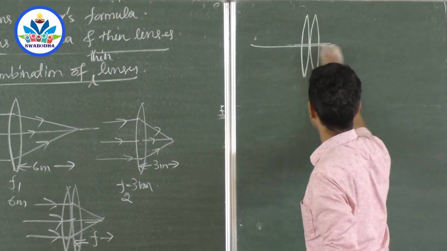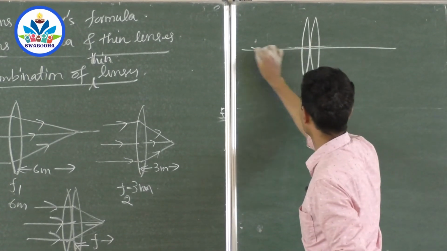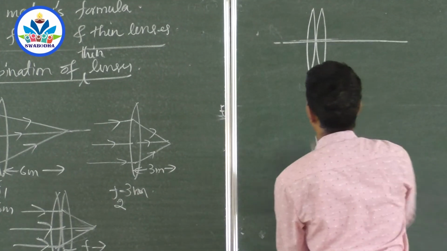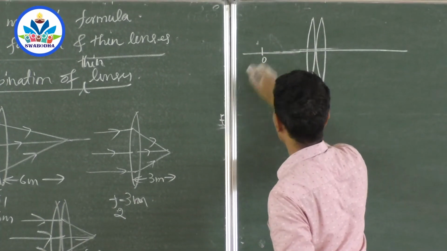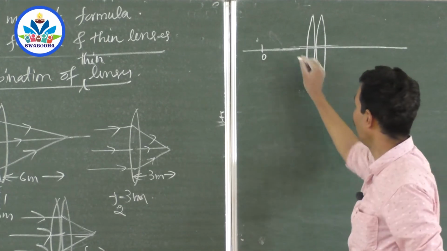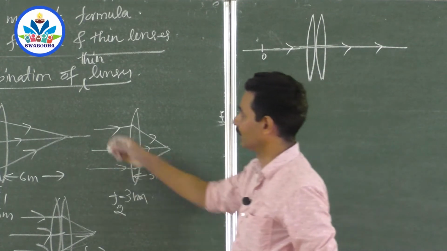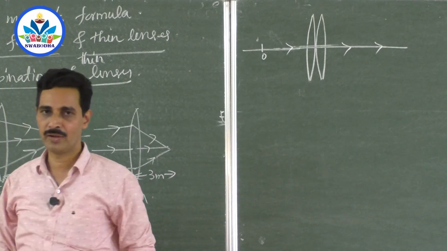The line passing through the centers of curvature of all the surfaces like this. Now keep an object here. One ray along the principal axis. Oh, before that I have to give the lens formula. I have not given this one. Let me give the lens formula and then we will start.